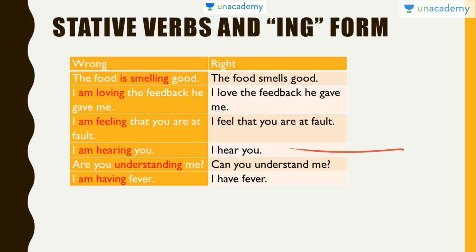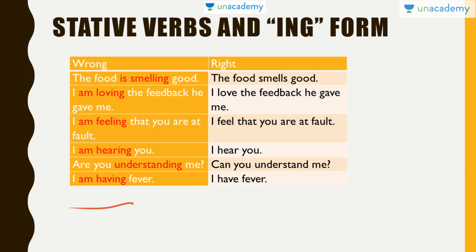So we're not going to use hear, feel, love, smell in an ing form. Even this one, are you understanding me? Now you don't understand someone for a short time. You understand them, right? So we would say, can you understand me? Or do you understand me? We would not say, are you understanding me? That's incorrect. I'm having fever is very, very commonly used by people. It's incorrect. The correct one would be, I have fever. Have cannot be used in an ing form. You will not say, I'm having fever.